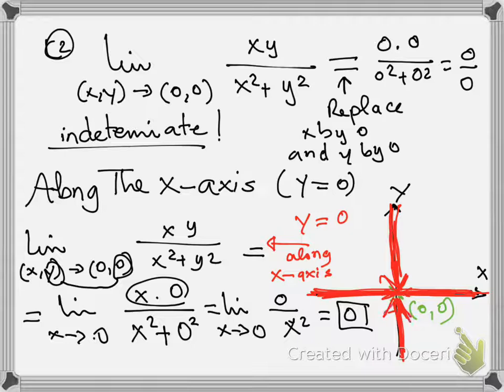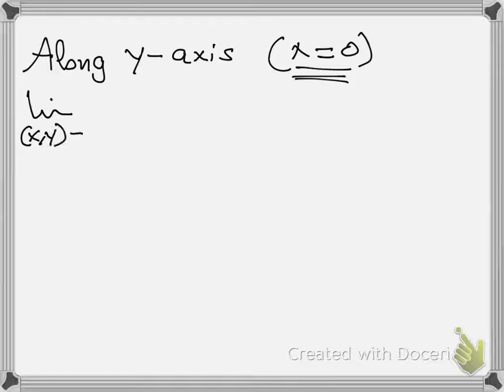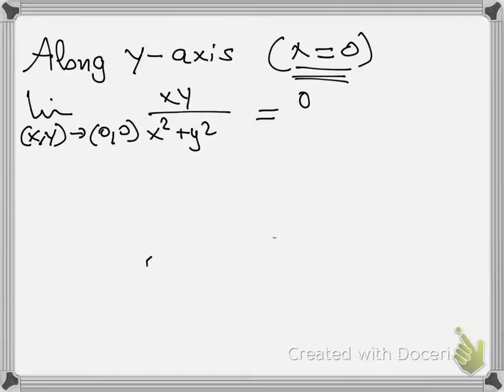Okay, along the y-axis. I know that on the y-axis, x is equal to 0. So here now, x is 0. You know that x is 0, right? So then your limit becomes, limit as (x, y) goes to (0, 0) of xy over x squared plus y squared. You know that your x is 0. So that's 0. So that's the limit. x is equal to 0 anyway.